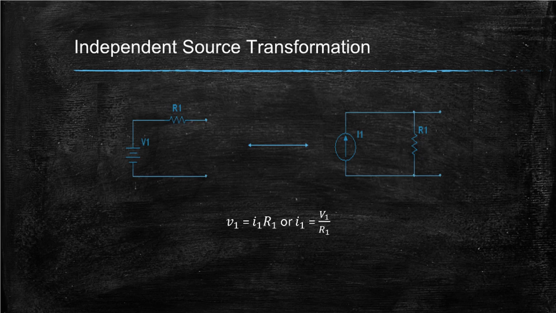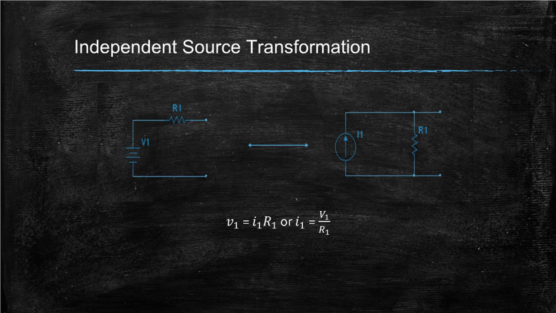It is important that a voltage source is in series with a resistor to be able to transform it to a current source in parallel with a resistor and vice versa. Also note the direction of the current and voltage source. If the voltage source is placed in the opposite direction, the current source will also be in the opposite direction, which will be the same direction of the voltage source.